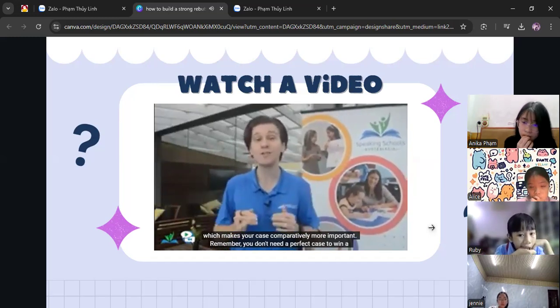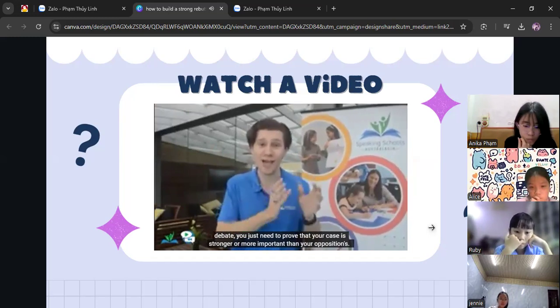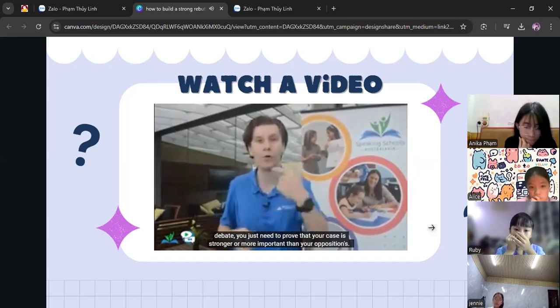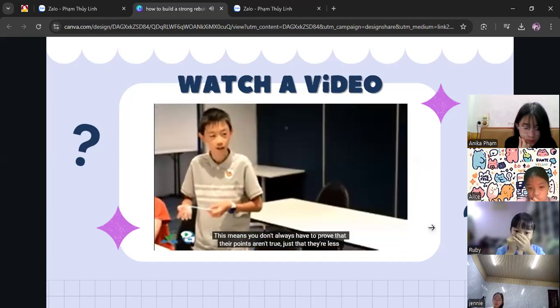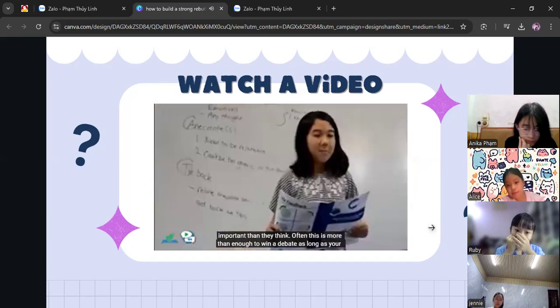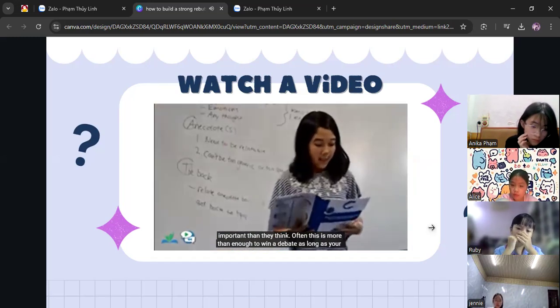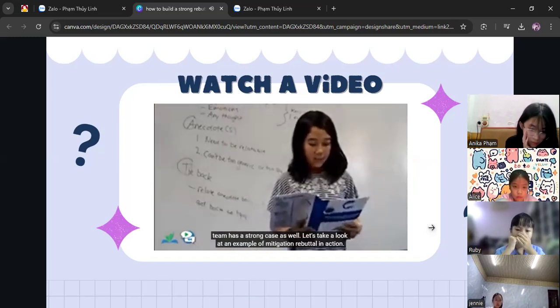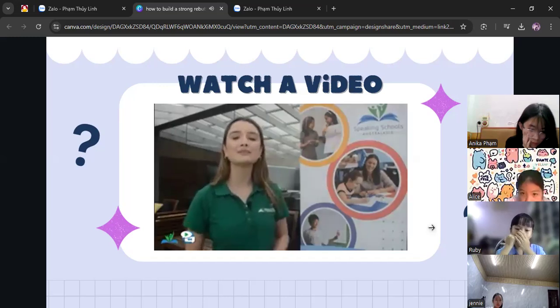Remember, you don't need a perfect case to win a debate. You just need to prove that your case is stronger or more important than your opposition's. This means you don't always have to prove that their points are true, just that they're less important than they think. Often, this is more than enough to win a debate as long as your team has a strong case as well. Let's take a look at an example of mitigation rebuttal in action.